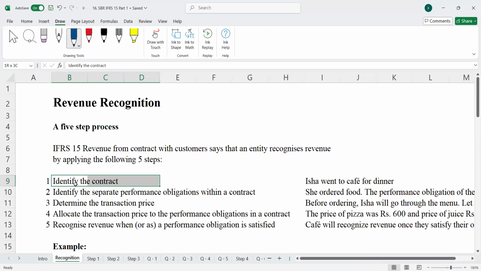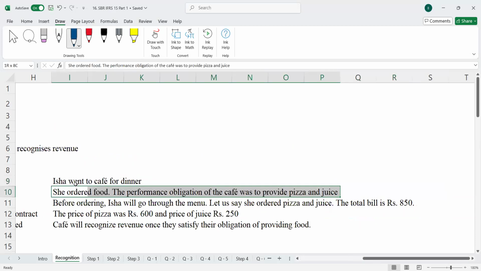So the first step is identify the contract. Second is identify the performance obligations within a contract. Now, what are the different performance obligations in this contract? To provide pizza and juice. Next, on the basis of this, the transaction price is determined. Obviously, on the basis of the performance obligation, the transaction price is determined.